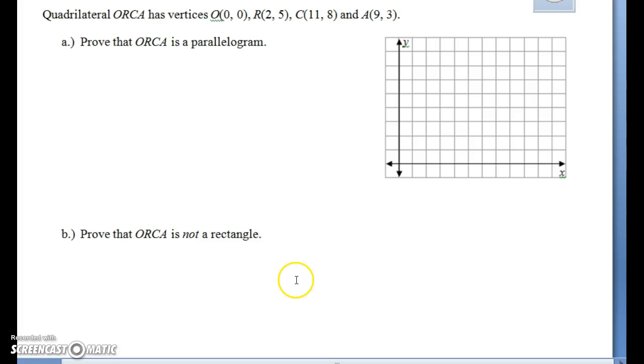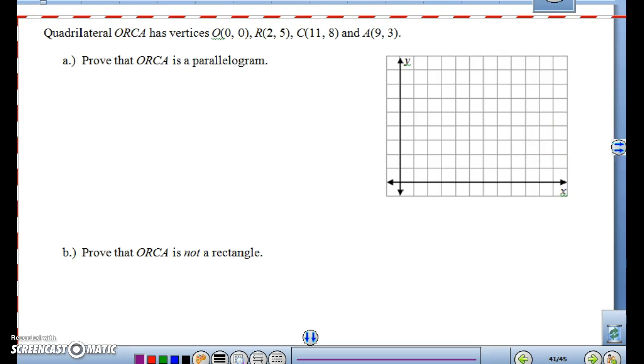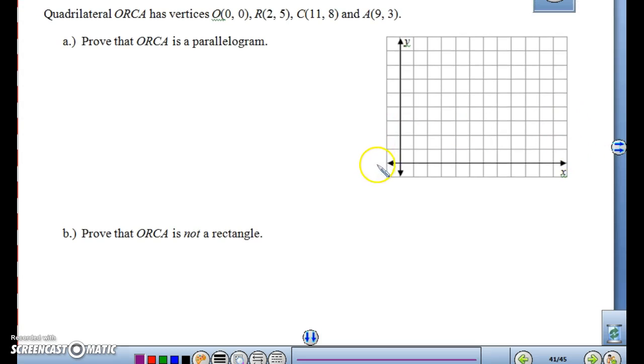Quadrilateral ORCA has vertices of O(0,0), R(2,5), C(11,8), and A(9,3). And we want to prove that ORCA is a parallelogram. Now it's very helpful when you have a problem like this to have a graph so that you can see what you're doing. So let's graph this.